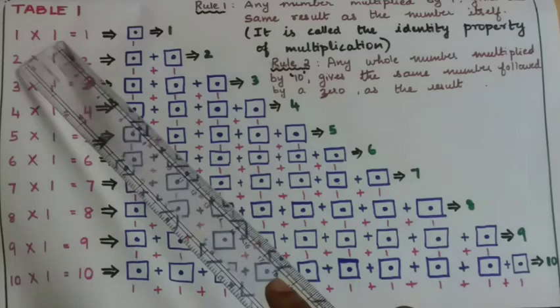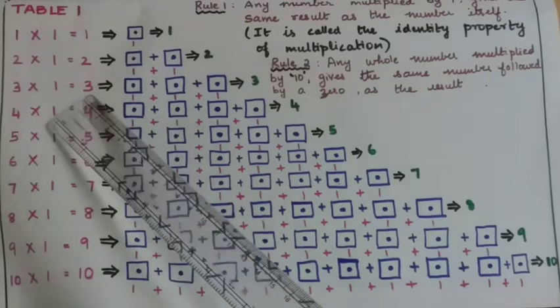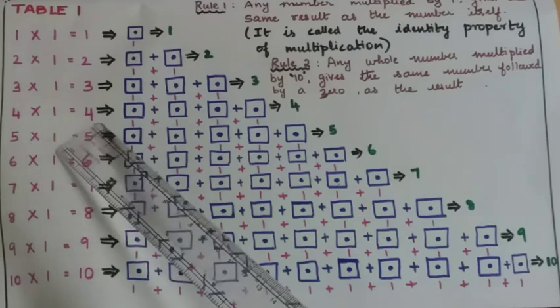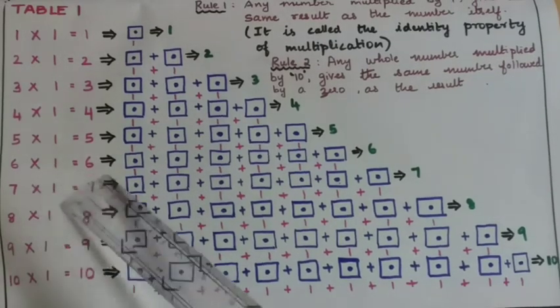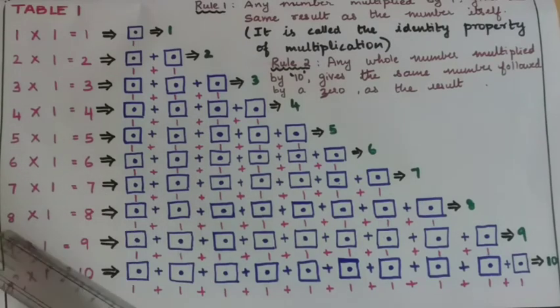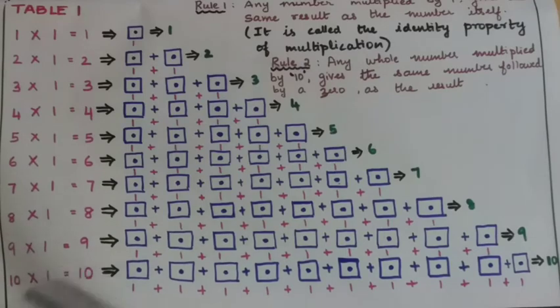1 ones are 1, 2 ones are 2, 3 ones are 3, 4 ones are 4, 5 ones are 5, 6 ones are 6, 7 ones are 7, 8 ones are 8, 9 ones are 9, 10 ones are 10.